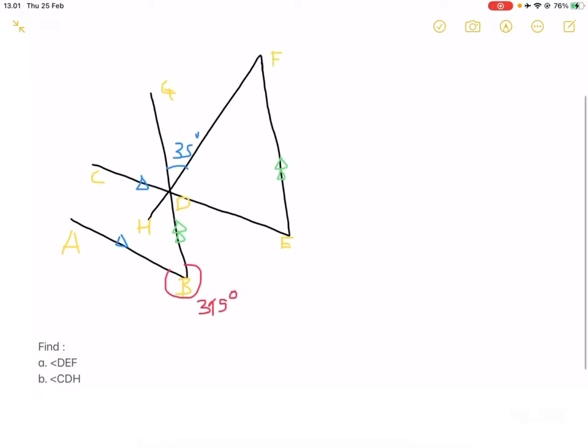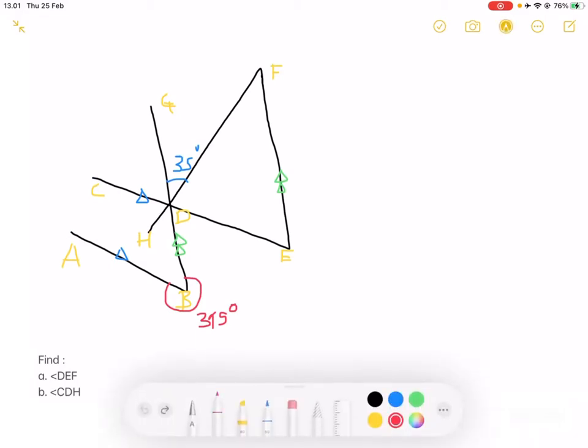So first we need to find angle DEF, so I'm going to mark here, and then next is CDH, which is this little thingy right here. Alright, so first we can just calculate the reflex at ABD by knowing that the sum of angles at a point is 360 degrees. That means this bit must be 360 degrees minus 315 degrees. That must be 45 degrees.